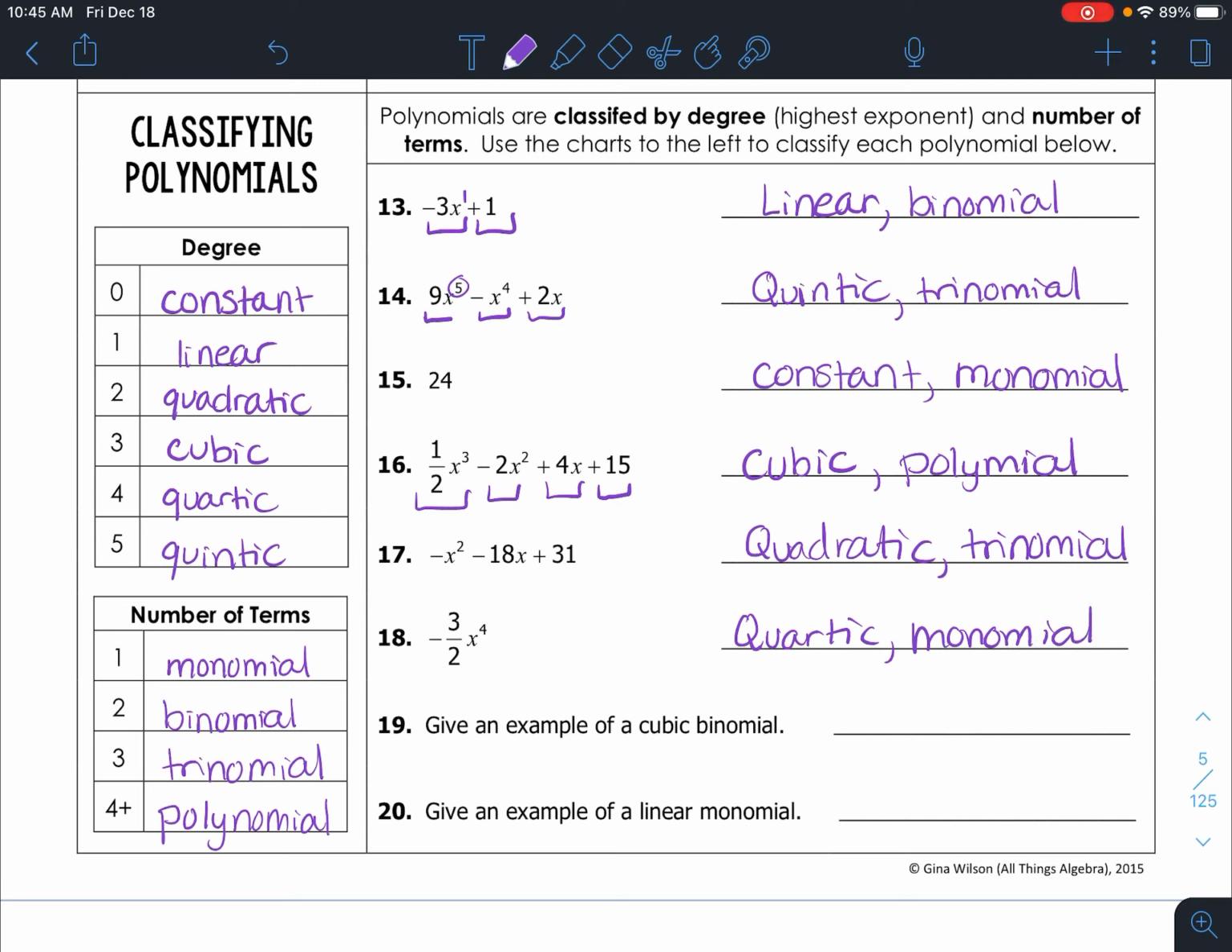Now, give an example of a cubic binomial. So you can have x cubed plus 4, so my degree is cubed, and I have 2 terms. Or an example of a linear monomial. So linear means it's to the first power, so just one x value, and only 1 term, so it can be like negative 2x. And so that's our introduction to polynomials.